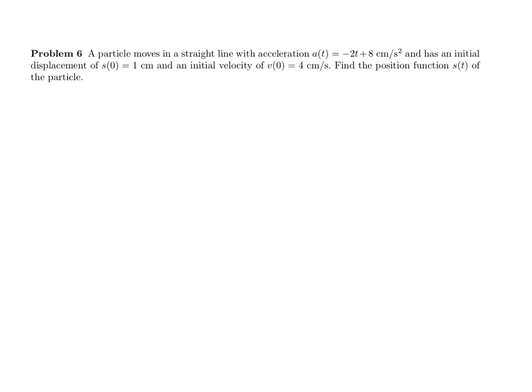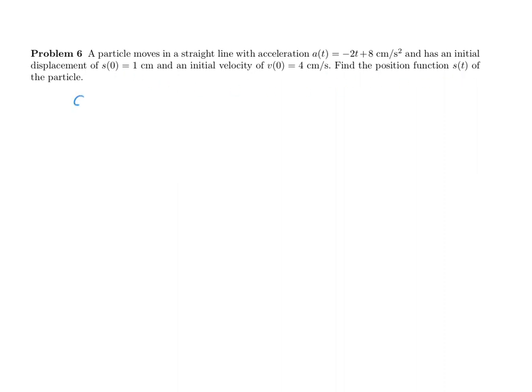In problem 6, we're told that a particle moves in a straight line with this acceleration, negative 2t plus 8 centimeters per second squared. We know its initial displacement is s of 0 is equal to 1 centimeter, and this is the initial velocity, 4 centimeters per second. I'd like to find a formula for the function s of t.